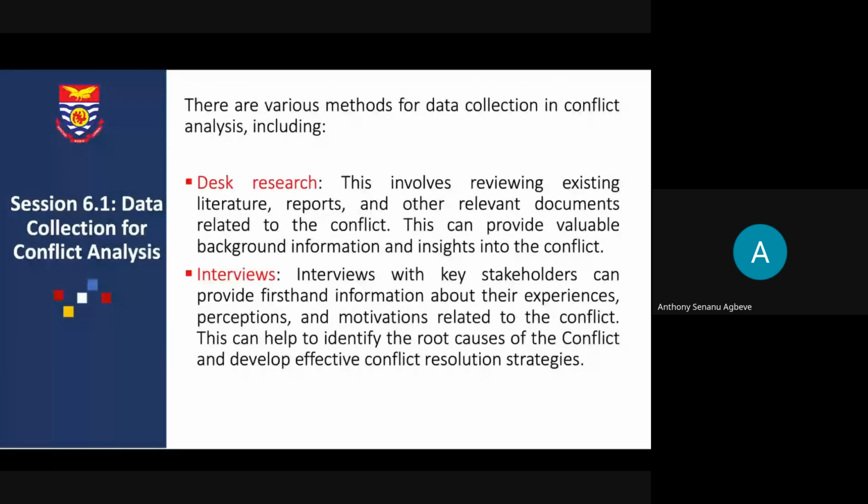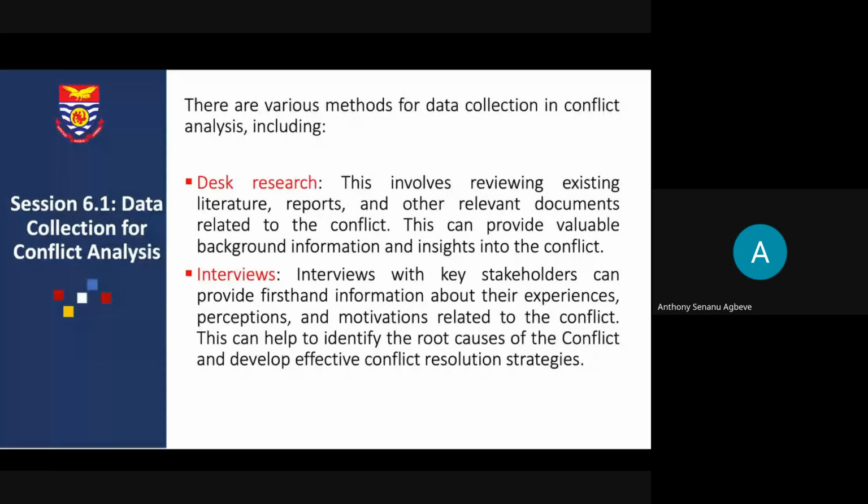There are various methods that can be used for collecting data in conflict analysis. The first point is desk research or desk review, right? This involves reviewing existing literature, reports, and other relevant documents related to the conflict.